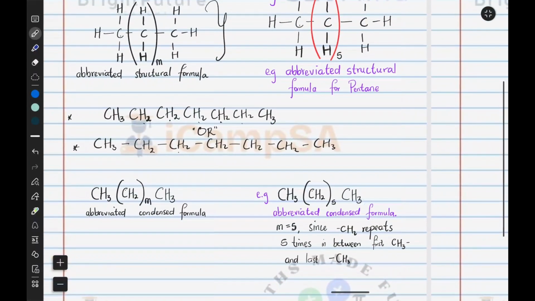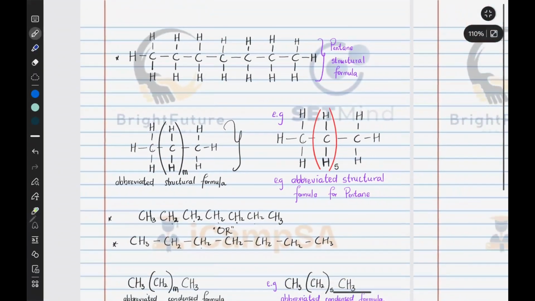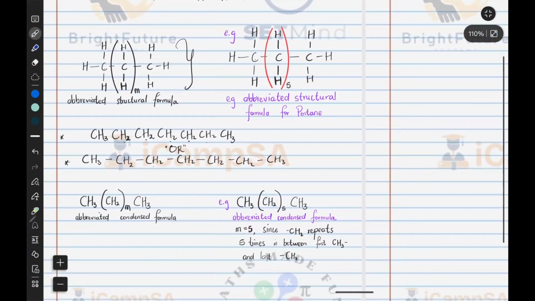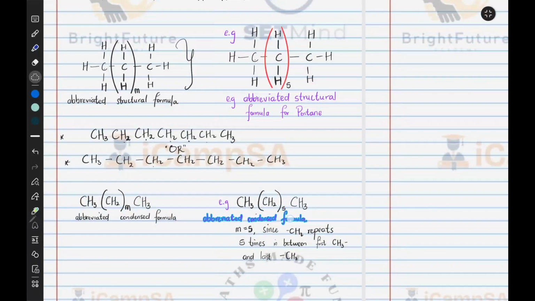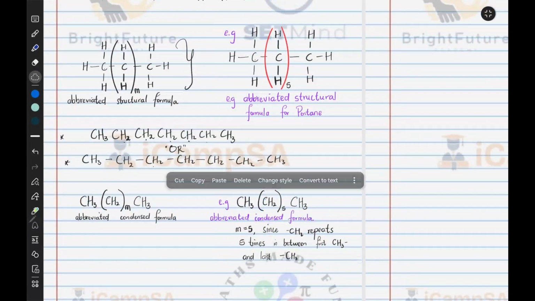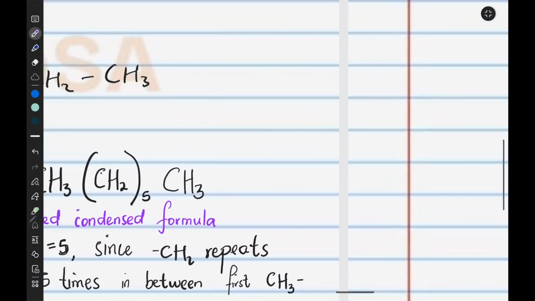And then the same reason why M is 5 here is the same reason why M was 5 for the abbreviated structural formula. All right, so that's that. Okay, remember that. This is for pentane.